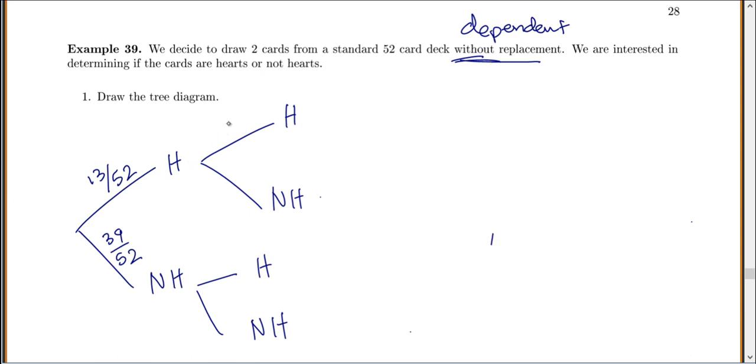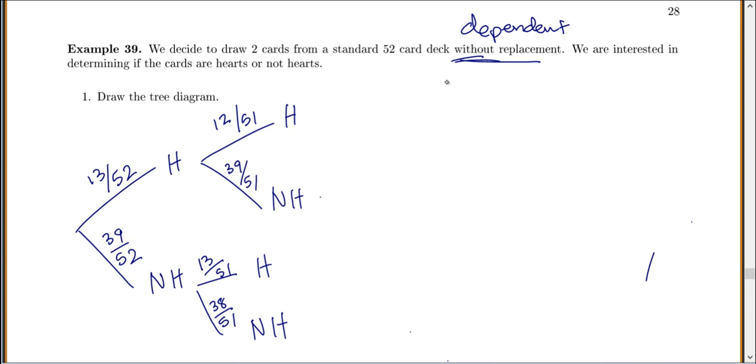Okay, so now I drew 1 heart out, so if I want to get another heart, I would only have 12 hearts and only 51 cards. For a not heart, well, there would still be 39 not hearts because I didn't actually draw a heart, but there are only 51 cards. Okay. Now, if I do a not heart first and then I want a heart, there would still be 13 hearts, but only 51 cards. And if I drew a not heart first and I want another not heart, there are now only 38 not hearts and only 51 cards.